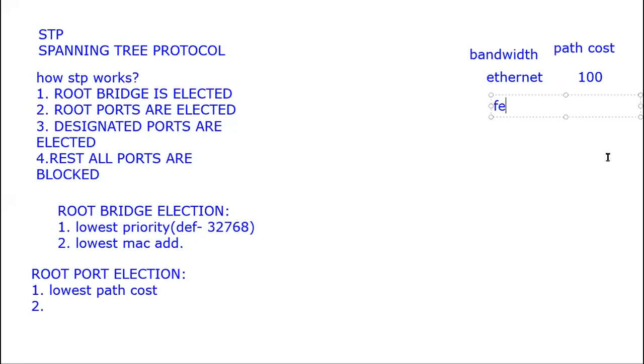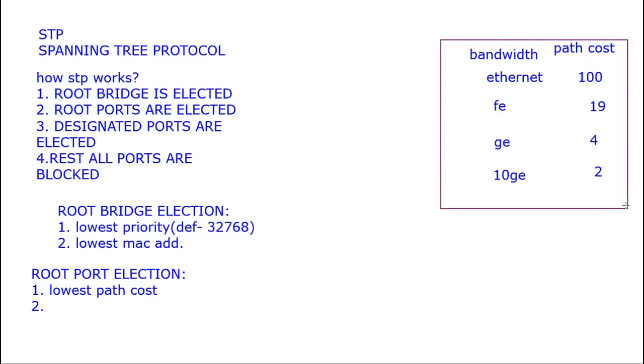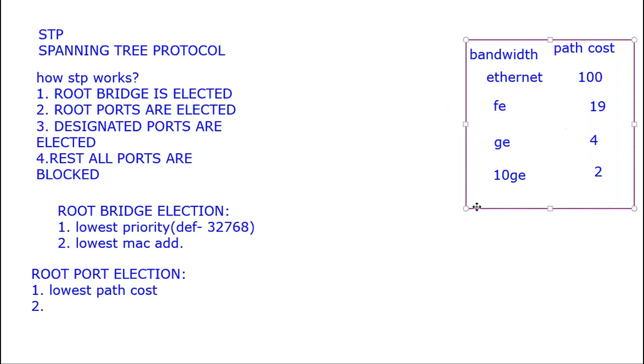Fast Ethernet ports have the cost 19. Gigabit Ethernet ports have the cost 4. 10 Gigabit Ethernet ports have cost 2. This is the table of the path cost. These are the fixed path costs for different bandwidths. So using this path cost, the election of the lowest path cost is done. The port with the lowest path cost becomes the root port.